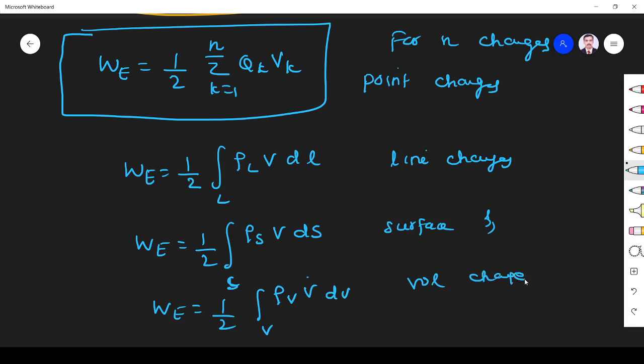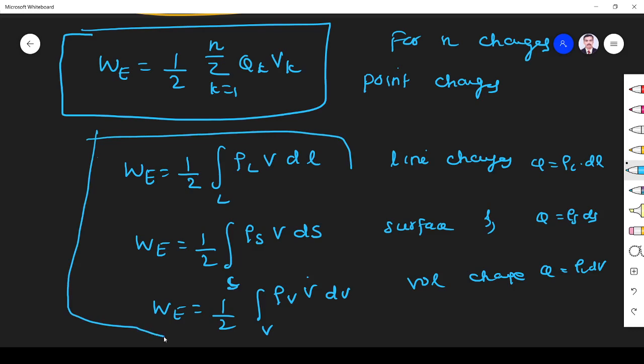For line charge we know Q is equal to rho L into dl, for surface charge rho S into ds, for volume charge rho V into dV. If you have any doubt, please refer to my video on continuous charge distribution. So this is the work done for continuous charges. The top one is the work done for point charges. Okay, next.